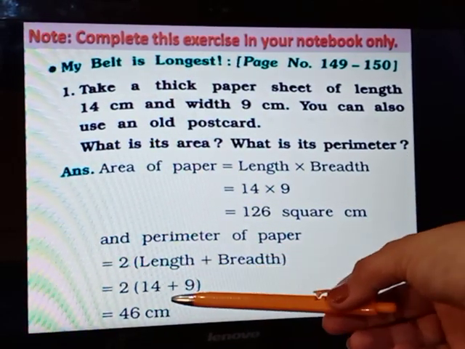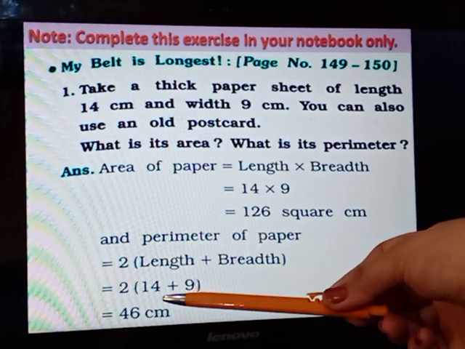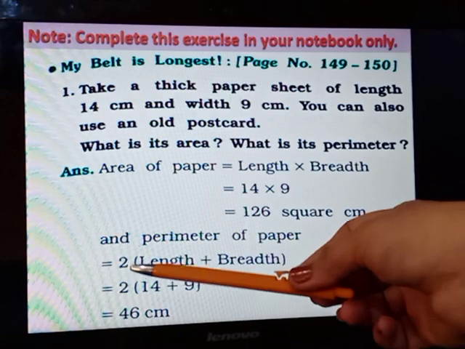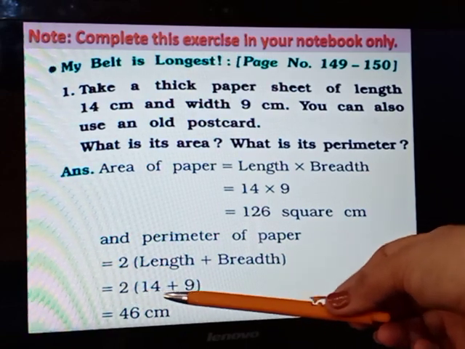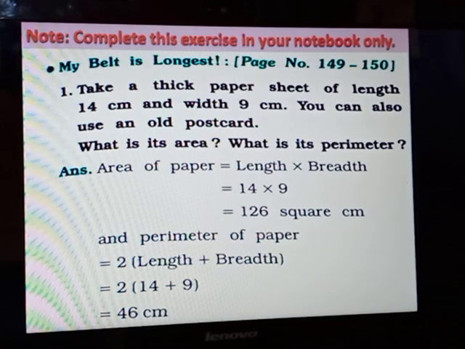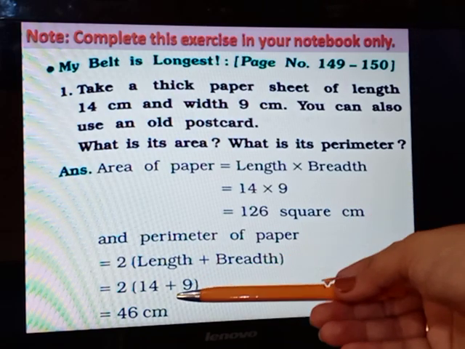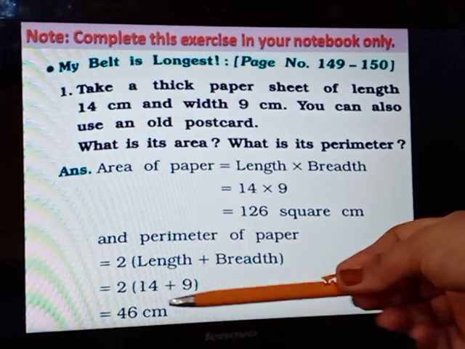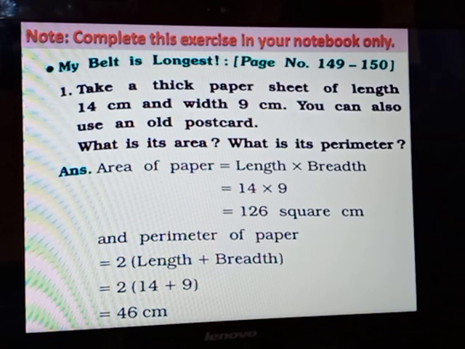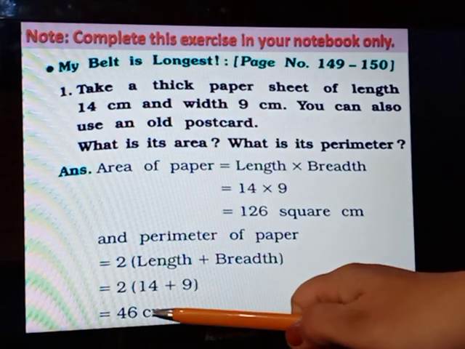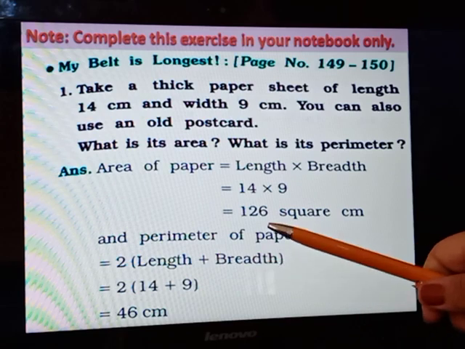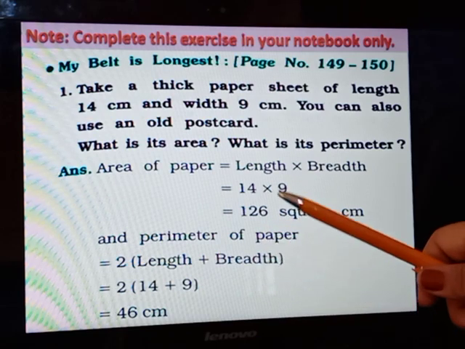And perimeter of paper, formula 2 into bracket length plus width. Now we will keep the values in this formula of perimeter. So length 14 centimeter and width 9 centimeter. First of all, we will do the addition of 14 plus 9. What will be the answer? Whatever answer you have got, when you open your bracket, it will be multiplied with 2. The answer of addition you will get is 23, right? So 23 multiplied by 2, you will get 46 centimeter perimeter. So in this way we have got our perimeter as well as our area, right?